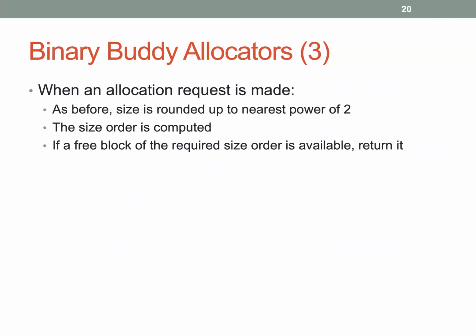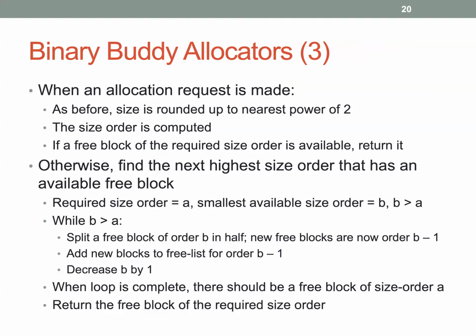Okay, you make an allocation request. Well, you figure out the power of 2 that can hold that allocation request. If it's below the order 0 size, you obviously round it up to the order 0 size. And then you just go ahead and look in the free list corresponding to that size order, and you satisfy the request if there's a block there. Easy peasy.